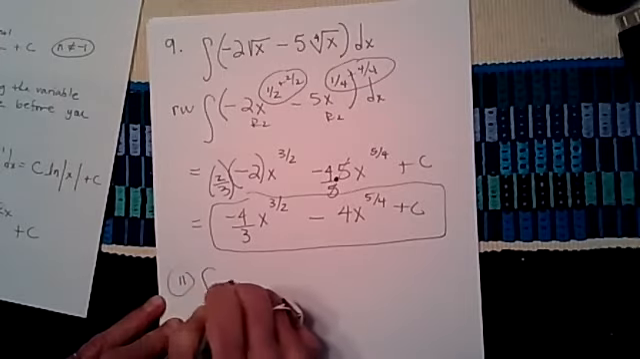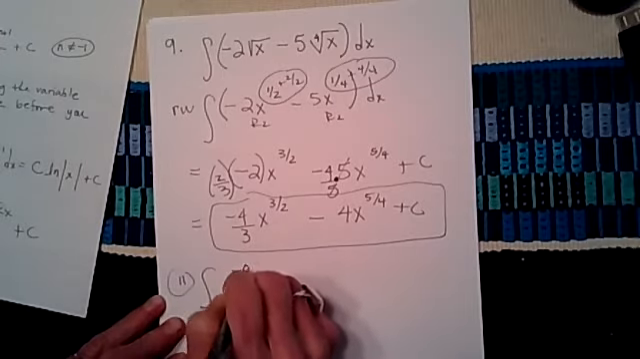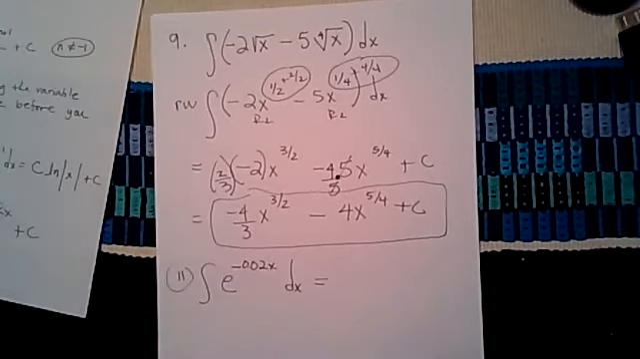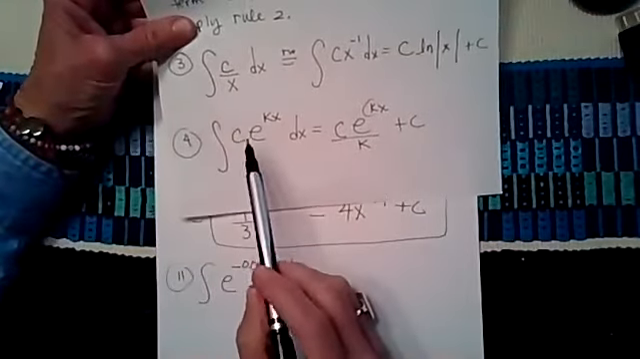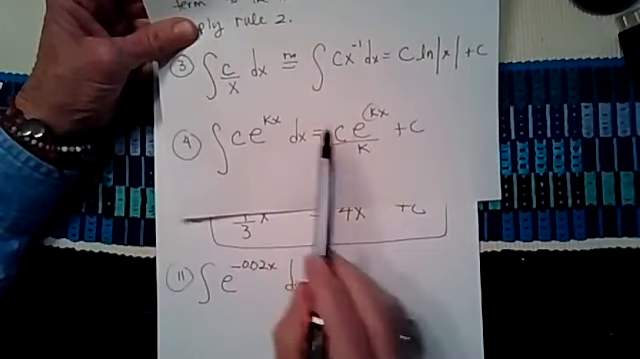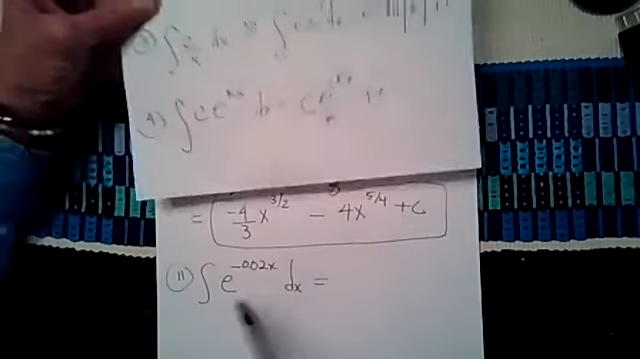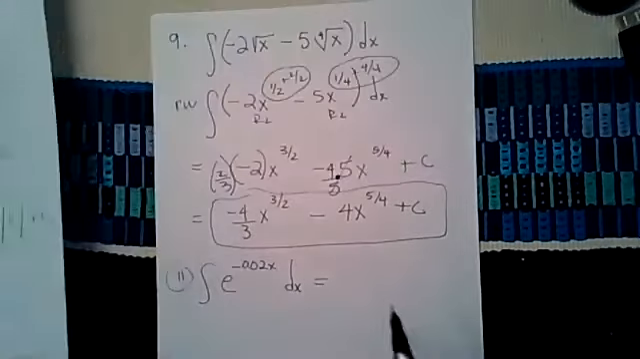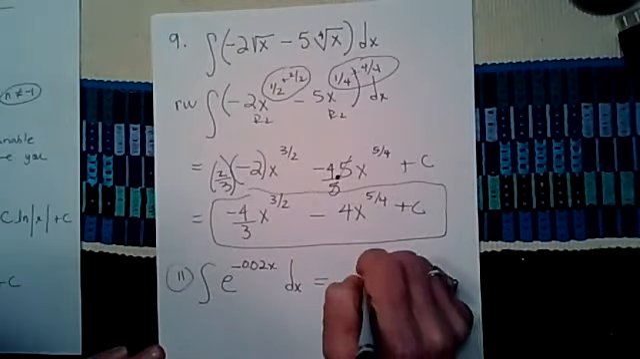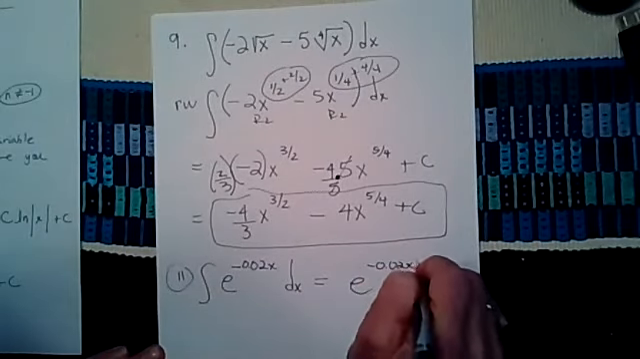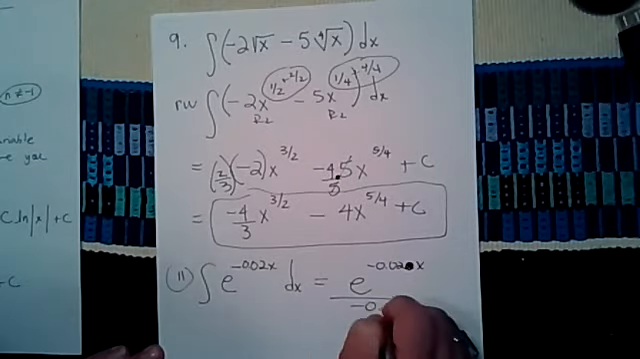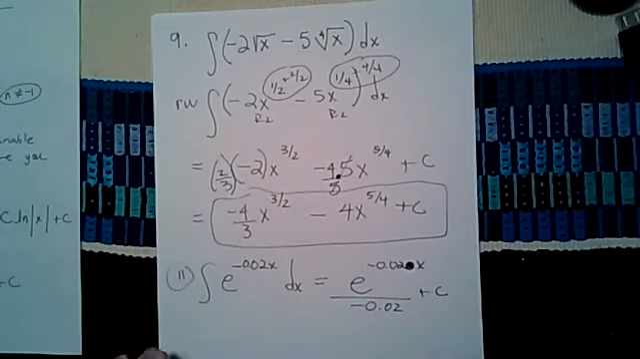The integral of e to the negative 0.02x dx. Okay, all right, so the integral of e to the kx, remember, these are not hard. The integral of c e to the kx is c e to the kx divided by k. Well, the number in front is 1, so it's 1 e to the kx divided by k. So it's e to the negative 0.02x divided by negative 0.02, plus c. And that answer is fine, okay?